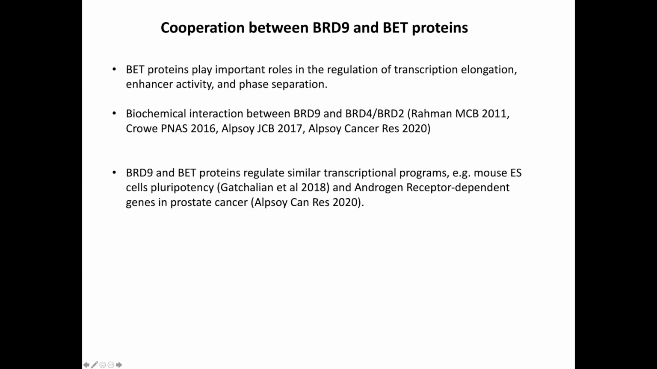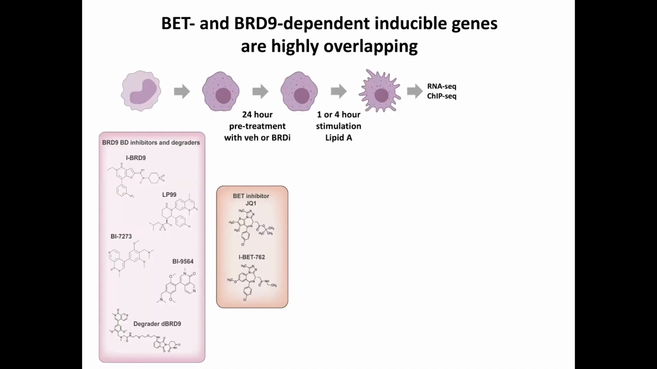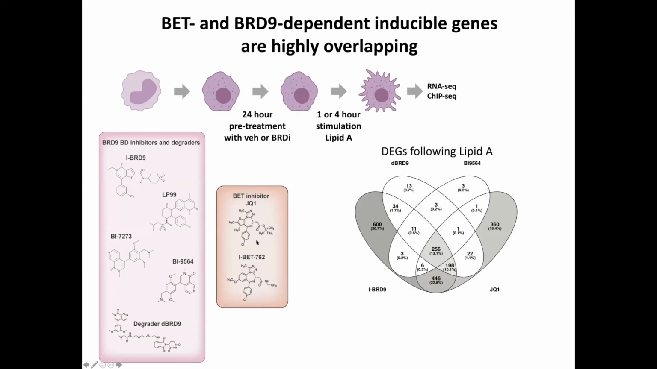Based on this potential cooperation between BRD9 and BET proteins, we included a BET inhibitor in this series just for comparison. Here I'm showing the differentially expressed genes following lipid A activation in the presence of each of these different BRD9 inhibiting agents. What you can appreciate is that independent of what agent we use, there is a common core set of genes that are affected by all 4 agents, really suggesting that BRD9 has an important role in regulating lipid A-induced transcription.